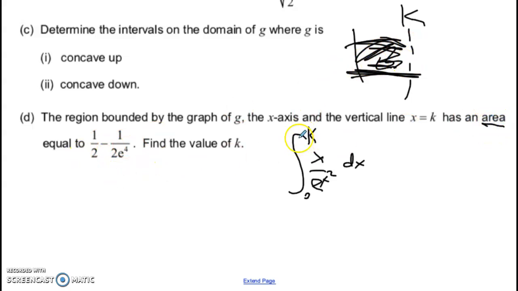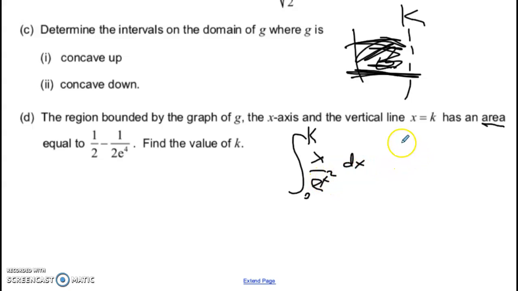And so area is when I take the integral. So I'm going to integrate from 0 to k. And this is what I have to integrate. And this is where I've got to do some of my integration skills. I've got x on the top and e to the x squared on the bottom. So I have a lot going on.